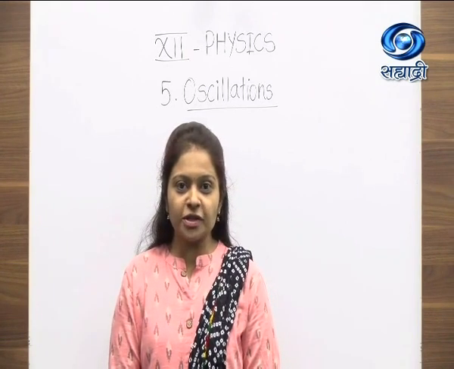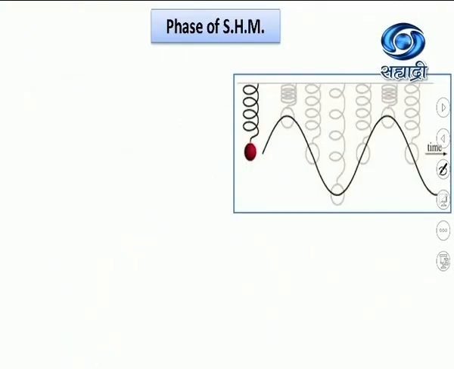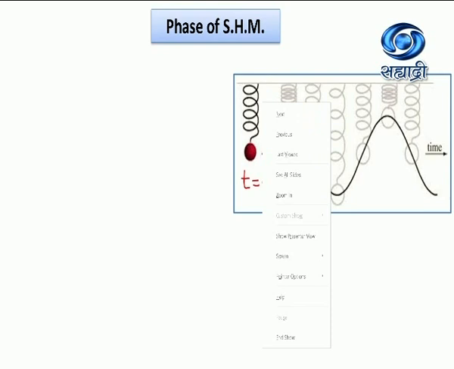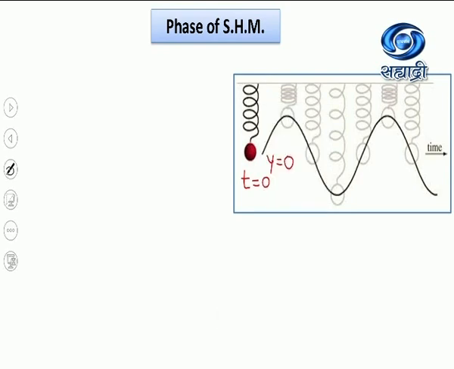So let us focus our attention on the presentation. As in the diagram, it is observed that whenever a spring mass oscillator is set into oscillation, it undergoes a displacement in a vertical plane. Initially, at time t equal to 0, the displacement of the oscillator is equal to 0. So y is equal to 0, and this is the required position of the oscillator.